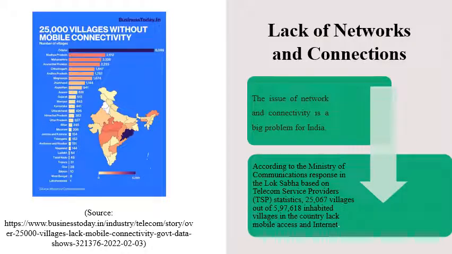Although the Indian government is taking the lead in developing digital infrastructure, much more work has to be done in this area. According to the Ministry of Communications, response in the Lok Sabha based on telecom service providers statistics, 25,067 villages out of 5,97,618 inhabited villages in the country lack mobile access and internet.